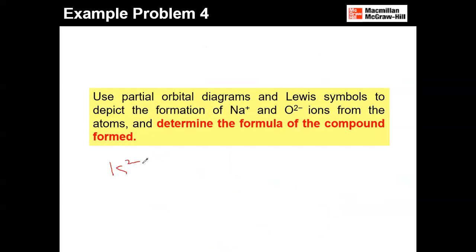For example, 1s2, 2s2, 2p6. This is an electron configuration, and this one you have to know. Then orbital diagrams: this one you remember, based on Hund's rules.